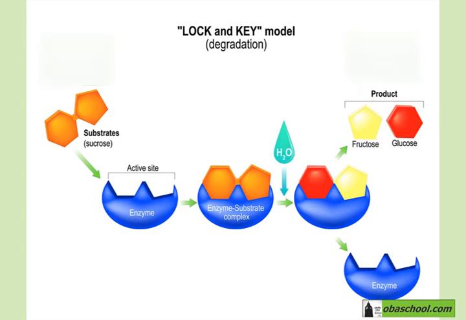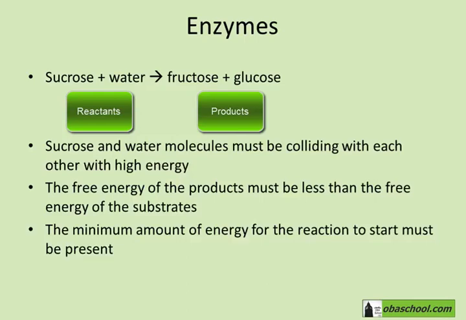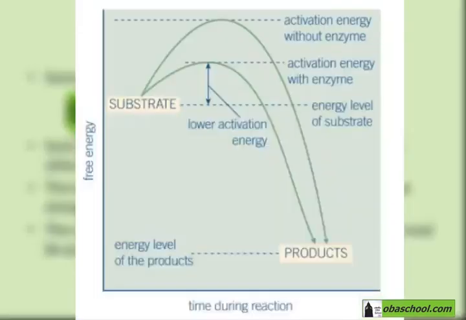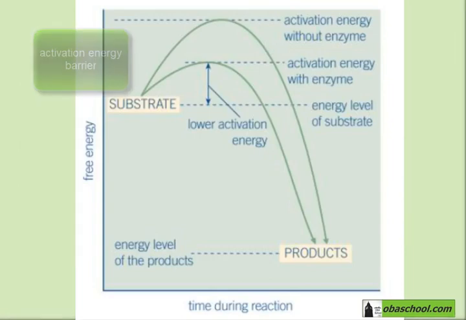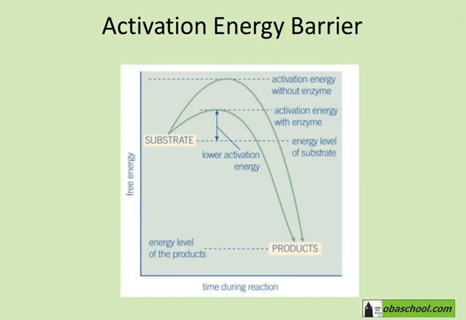And the third condition is that there is a minimum amount of energy that has to be present in the beginning for the reaction to start. So there is a bit of an energy barrier at the beginning, which is what we call the activation energy barrier. The activation energy barrier is the condition which the enzymes help in.